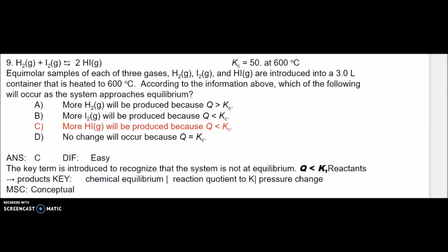So the answer is letter C. More HI will be produced because Q is less than K. The term that you need to recognize is introduced. So that tells you the system is not at equilibrium. You could have plugged in some values, assuming that the 3 liters for every 1 mole, and solved for Q. And that would still give you the ability to find that Q is less than K. That's a pretty large K amount. Pause the video and go back on to number 10.